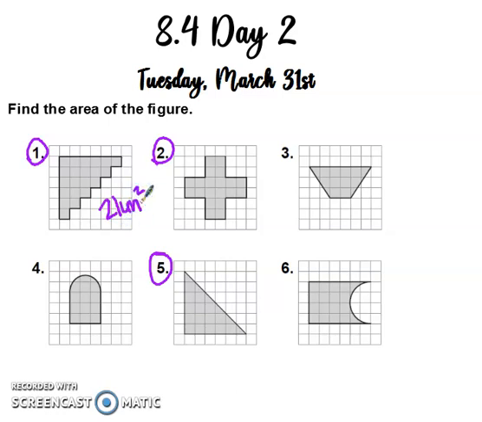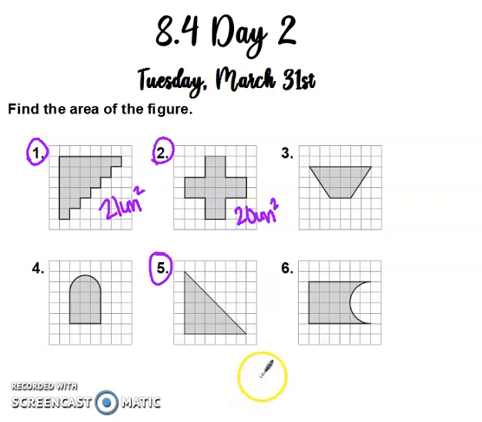For number 2, I might use a different strategy. I might say, well, I see 1, 2, 3, 4, 5 squares that all have an area of 4. 1, 2, 3, 4. That means that there's 20 square units altogether.